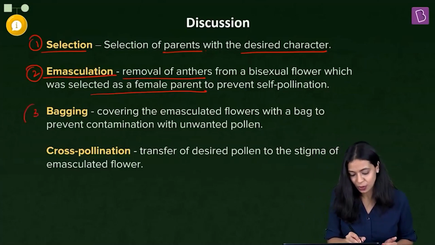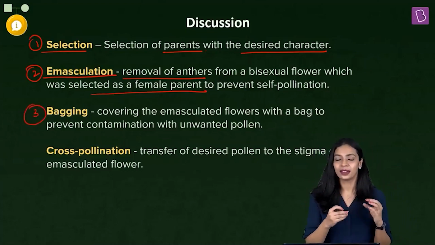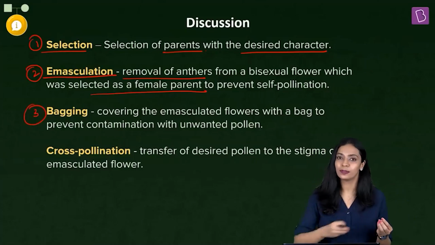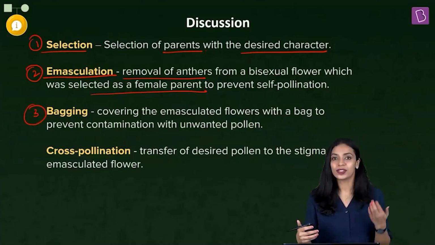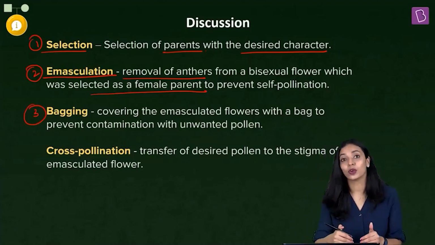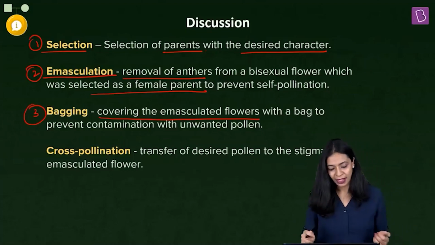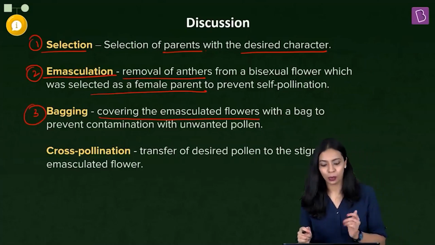This is done in order to prevent self-pollination. After you emasculate it, a polythene bag is covered around the flower to prevent undesirable pollen from being deposited on the stigma of that particular flower. So emasculation is followed by bagging, in which we cover the emasculated flowers with a bag to prevent contamination with unwanted pollen.